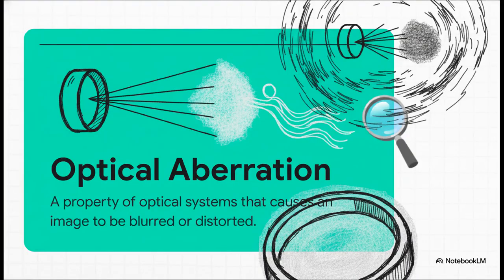So, an aberration, it's just a fancy word for an imperfection. It's when light rays that all came from the same single point fail to meet back up at a single point after they go through a lens. It's like a ghost in the optical machine, and it's what causes blurriness and distortion.